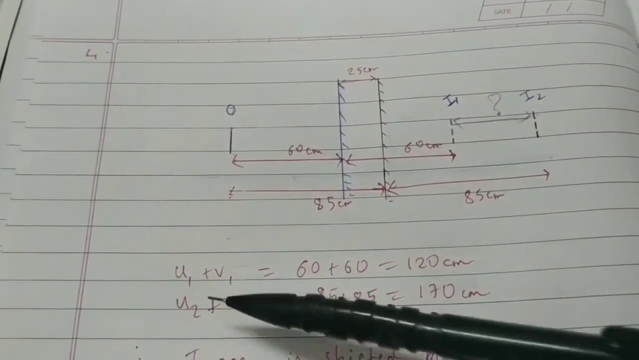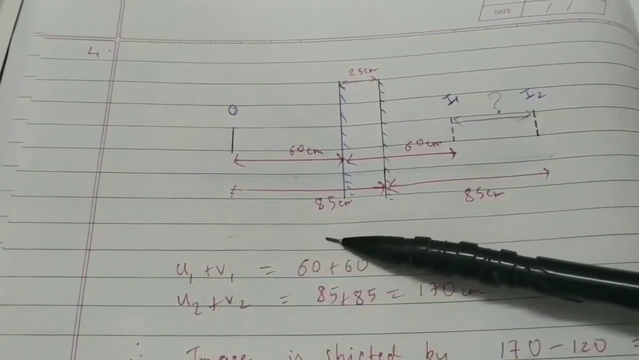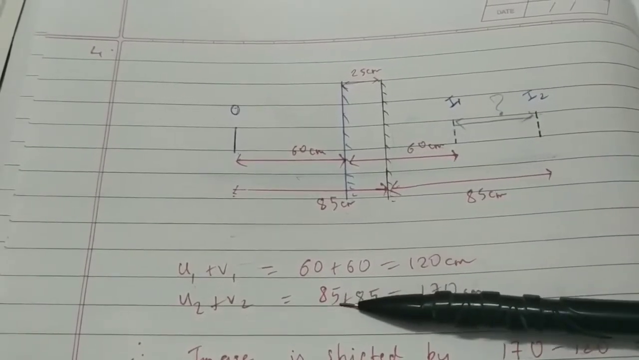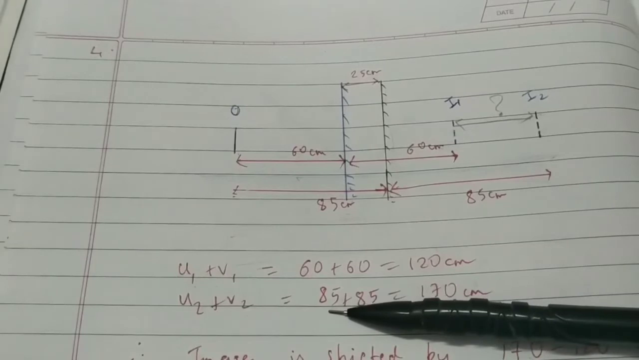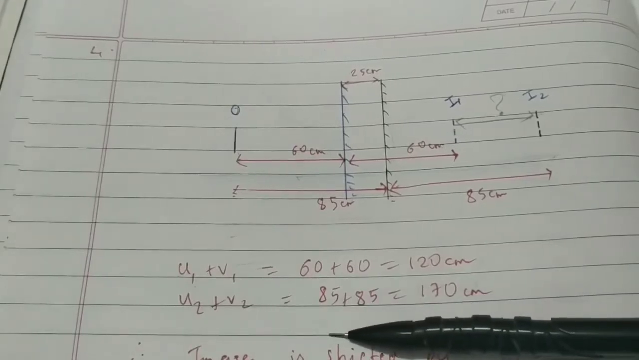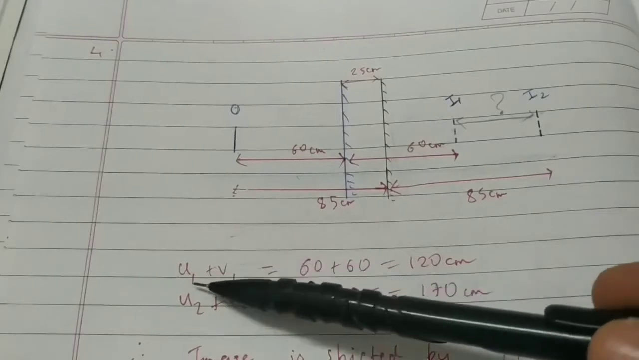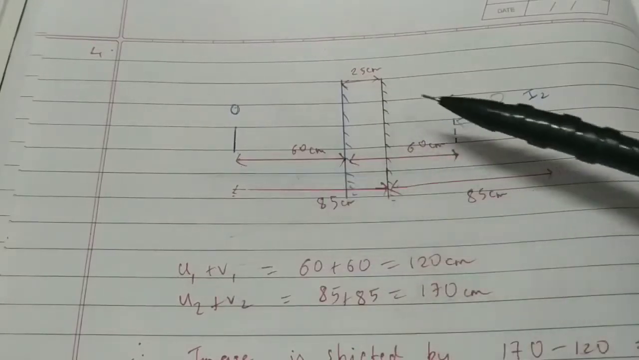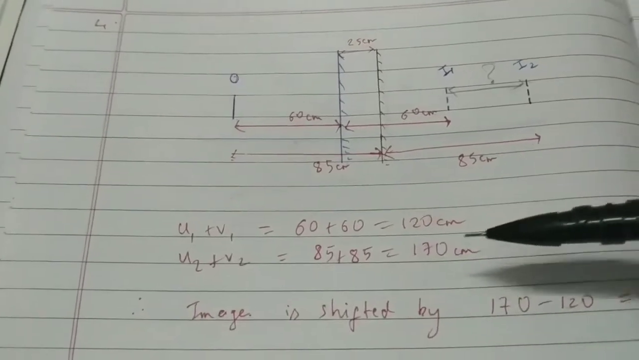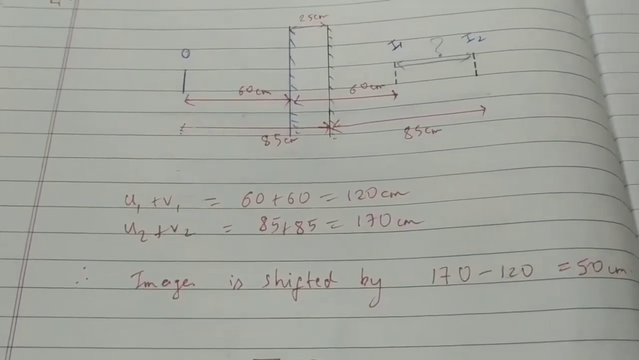I'm going to use variables and not English statements to solve it, but it's your choice. How do you want to solve it? If you look at the solved example number 3, they have written long sentences to explain the same thing. So U1 plus V1, that is the initial distance between the object and the image, is 120. The final distance is 170. So the image is shifted by 50 centimeters.